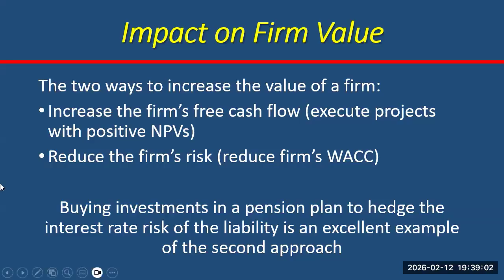So if we buy investments in a pension plan to hedge interest rate risk, what are we doing? We're bringing the WACC back down. The pension plan itself increases the WACC, but by hedging it, we bring the WACC back down. What's the net present value of investing in stocks? Zero to negative. What's the net present value of investing in long-term bonds? Zero. They both have a net present value of zero, but only one of them reduces your WACC, and that is balance sheet immunization, right?